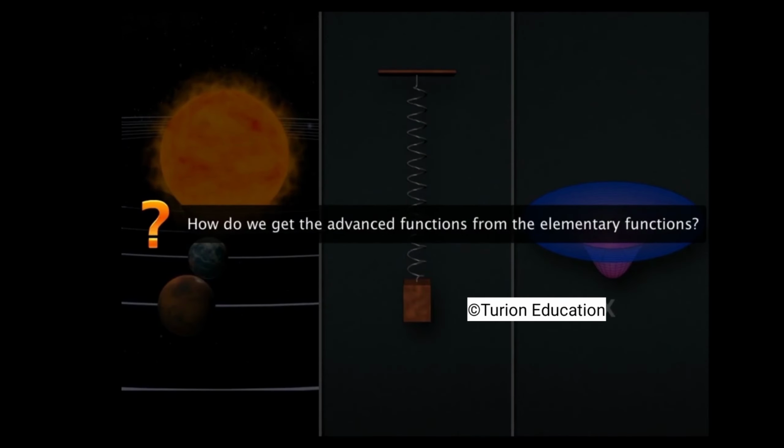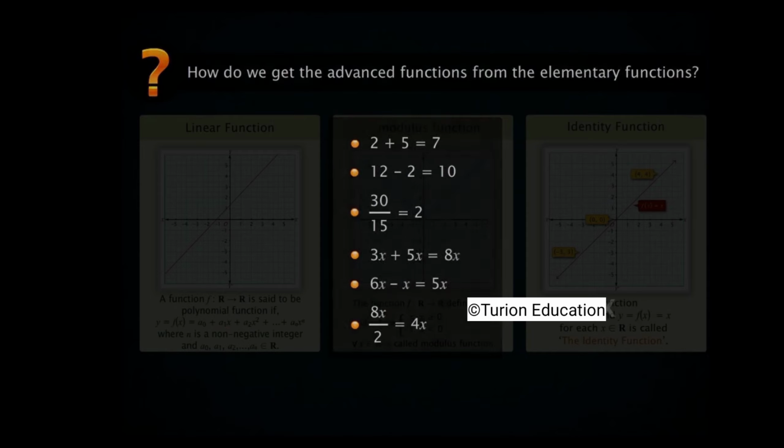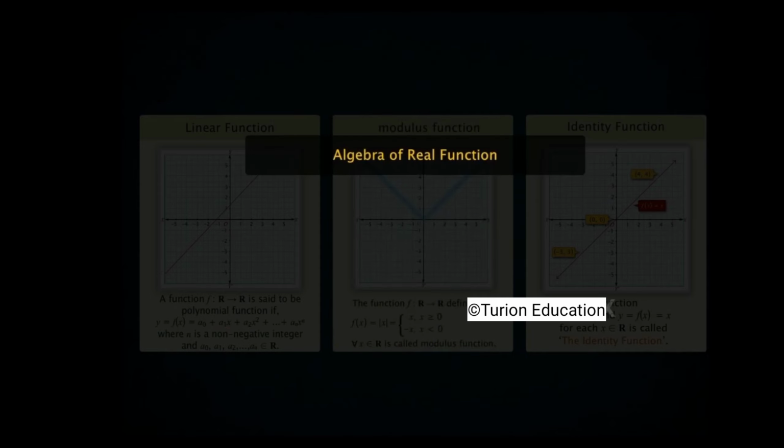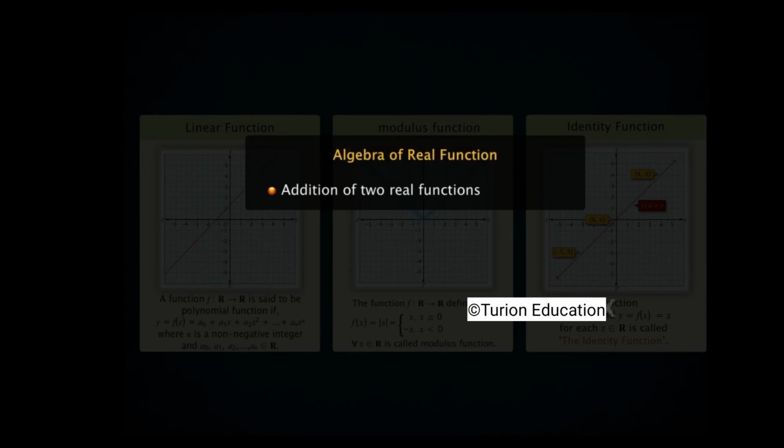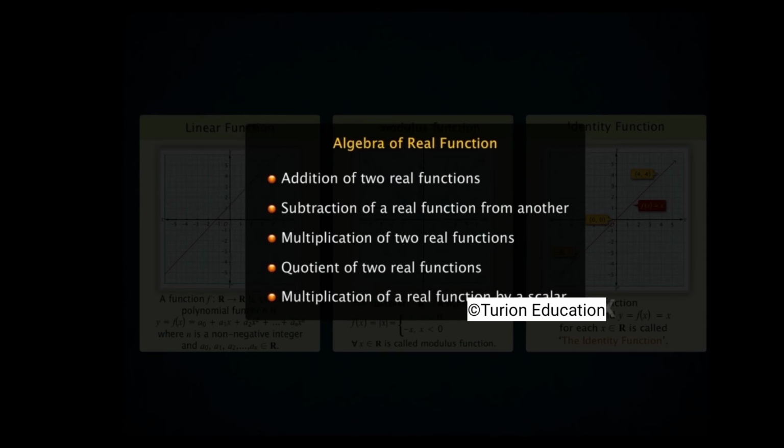But how do we get the advanced functions from the elementary functions? Recall that we perform fundamental mathematical operations on numbers and variables. We will now perform these operations on functions to obtain the new functions that are required. So, we'll look at the algebra of real functions, that is, how to add, subtract, multiply and divide two real functions, and also how to multiply a real function by a scalar, which means a real number here.